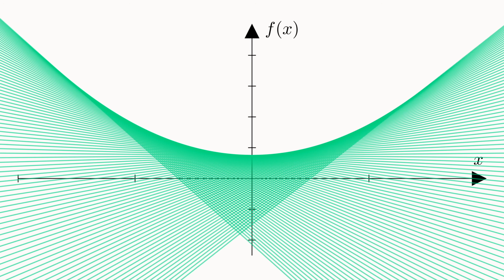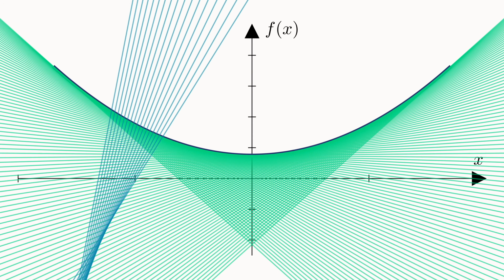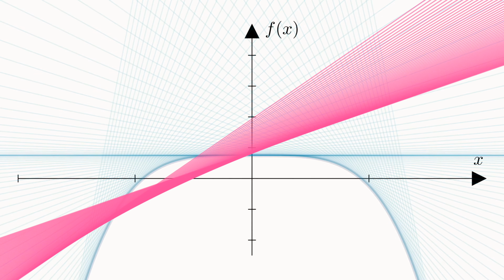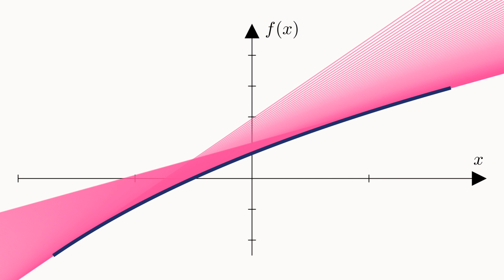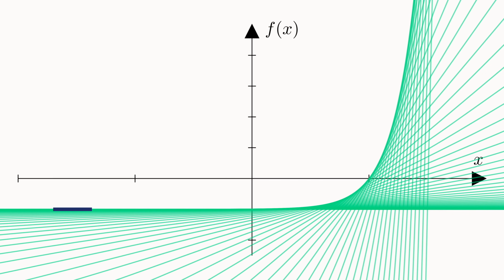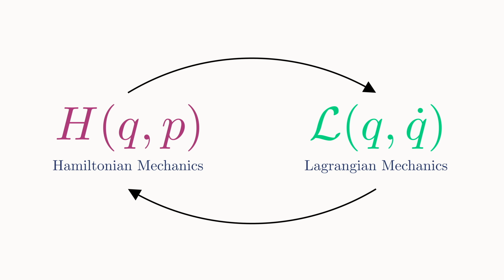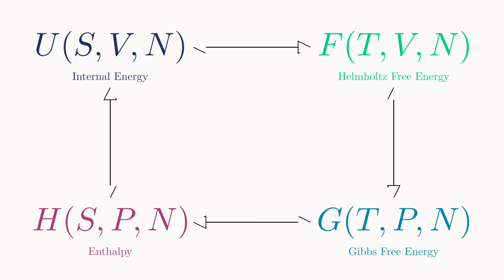This is an alternative way to generate a function. Instead of finding every point on the graph, here we are drawing all the tangent lines first. Hidden in this process lies an interesting duality between points and lines. A duality that also occurs between fundamental quantities found in both classical mechanics and thermodynamics.